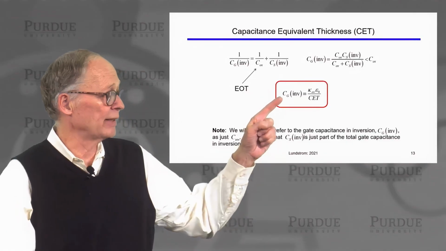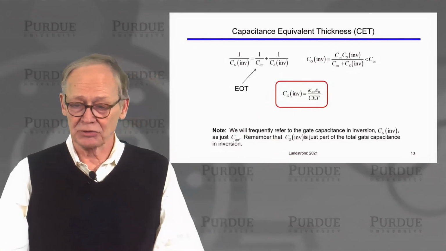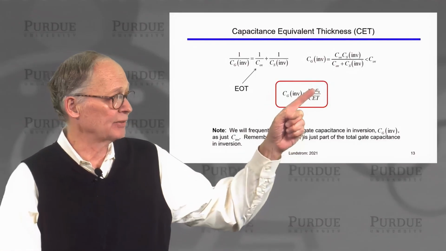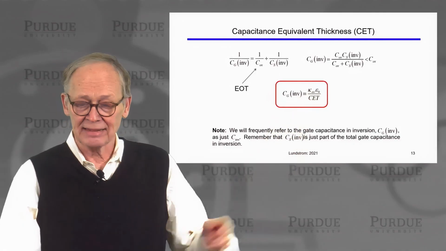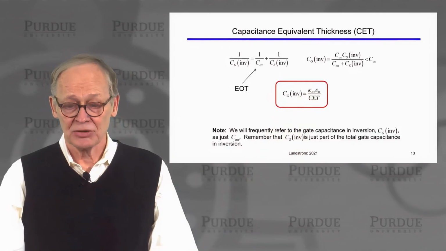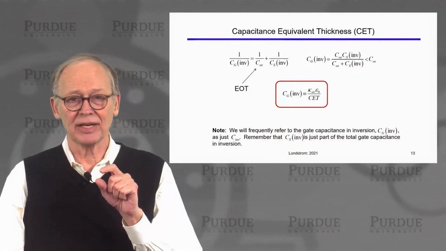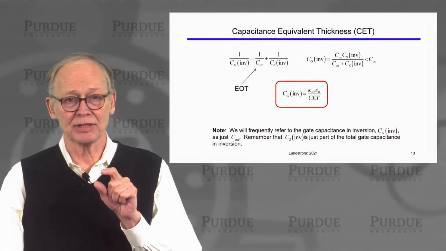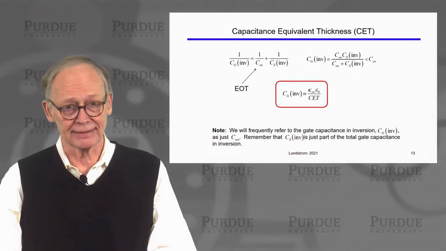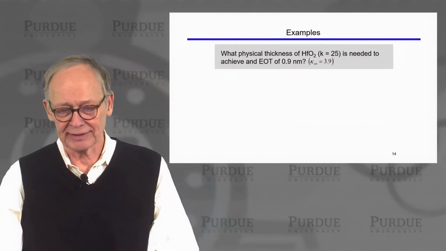And we simply equate that measured capacitance, again referencing back to SiO2, to the dielectric constant of oxide divided by some capacitance equivalent thickness. So this is the equivalent thickness of SiO2 that would give us the measured capacitance of this more complex system. All right, two quick examples to show you how this works out.